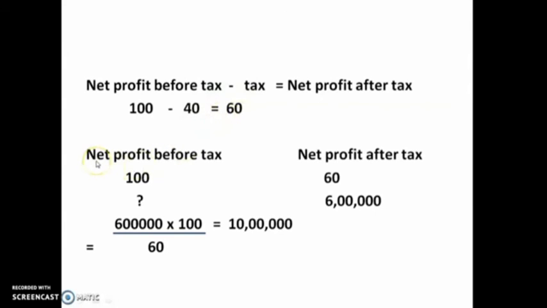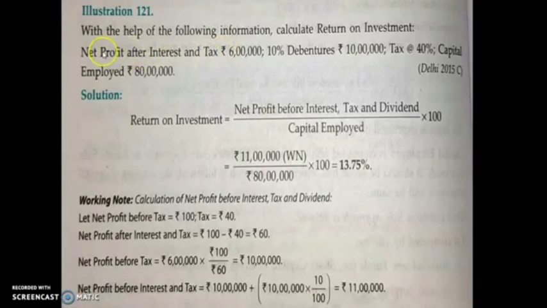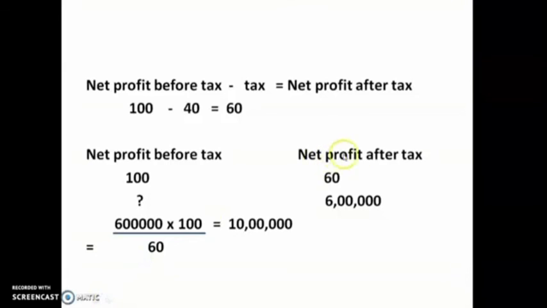So if net profit before tax as per our assumption is 100 and you got net profit after tax as 60, then from where did this 6 lakh come? It is given in the question that net profit after interest and tax is 6 lakh. So if net profit after tax is 6 lakh, what will be your net profit before tax? So go for a cross multiplication. In a proportionate way, you can find out how much your net profit before tax is, and that comes to 10 lakh. So your net profit before tax is 10 lakh.